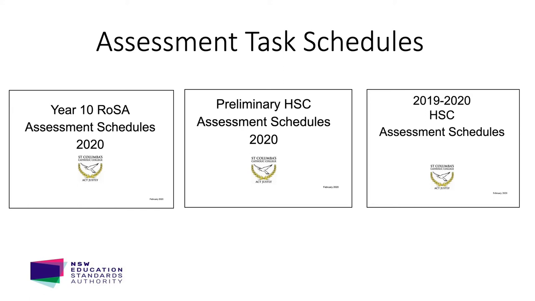Assessment task schedules are issued to students in years 10, 11 and 12 at the beginning of each year. These schedules indicate dates for assessment in each subject that a student studies. In circumstances where an assessment date needs to change, the assessment grid for the particular subject will be amended and students will receive a new assessment grid indicating the new date for the assessment for that subject.